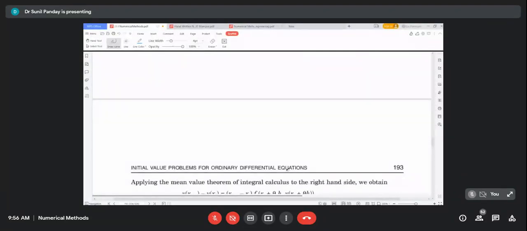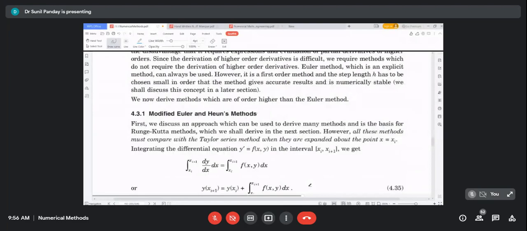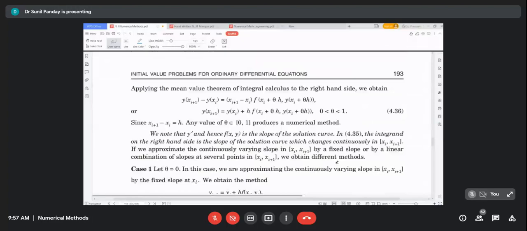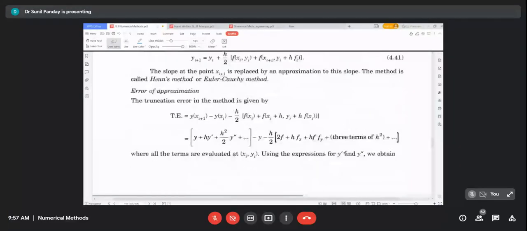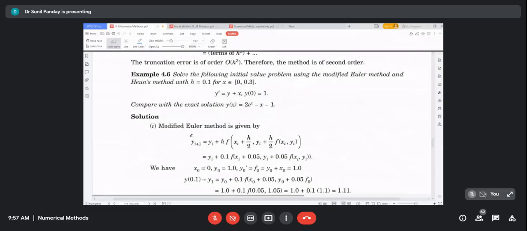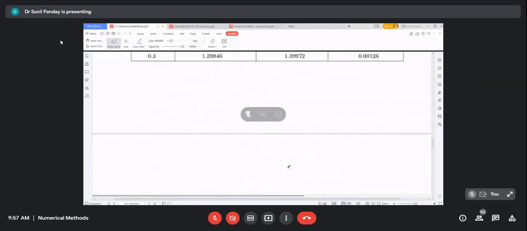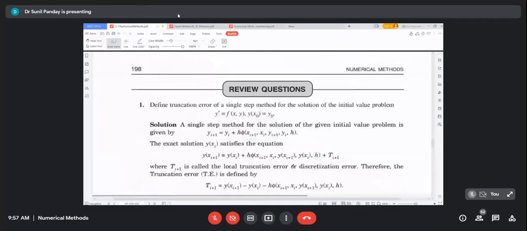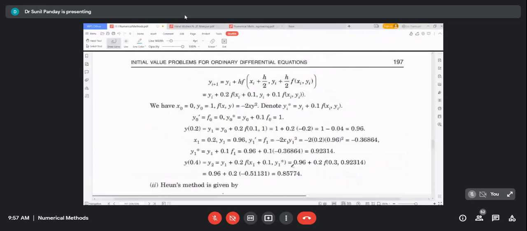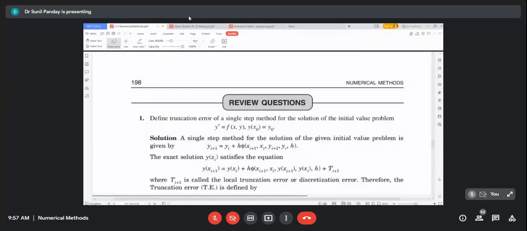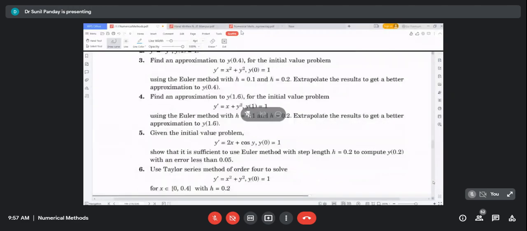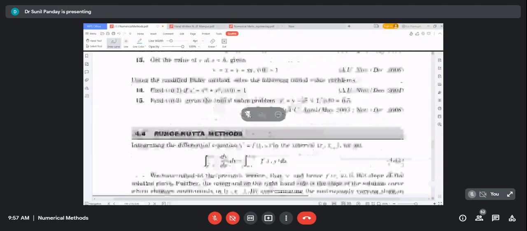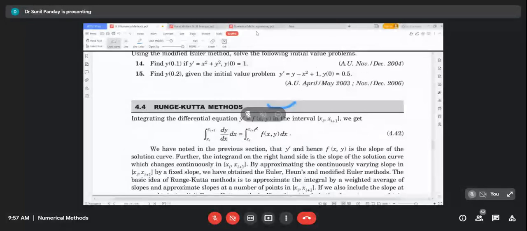Then we have Euler's modified method. This we will discuss in the next class. And then the Runge-Kutta method. There are some methods also there. Okay, we'll discuss this in the next class.